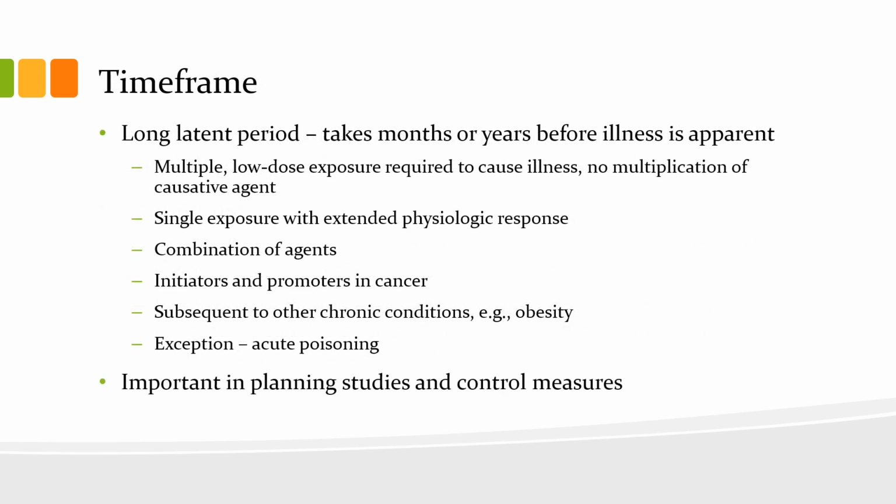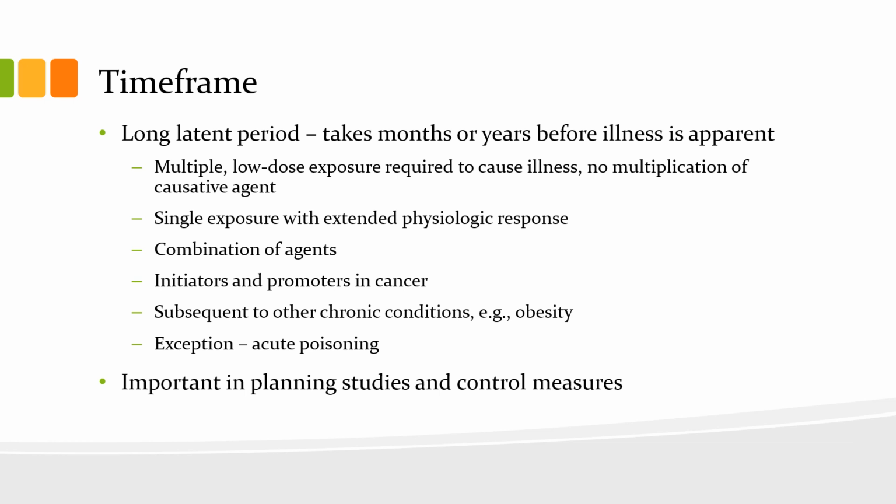Time frame. It usually has a long latency period. It takes months or years before illness is apparent. So that would mean multiple low dose exposures are required to cause illness, and there is no multiplication factor or causative agents. For example, behavior for diabetics, they would have high sugar consumption. As a child, you learn to eat or drink soda or candies, etc., which will cumulatively accumulate for you to acquire diabetes mellitus eventually in adulthood.